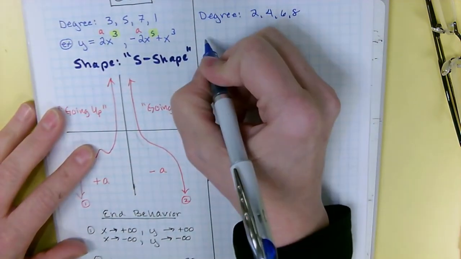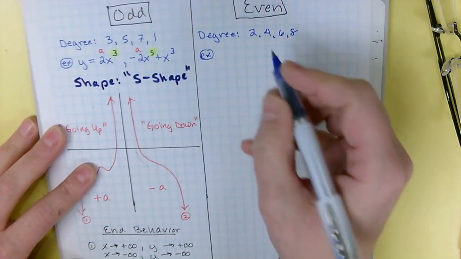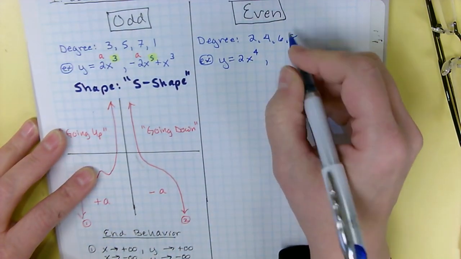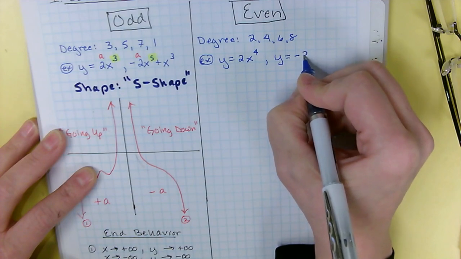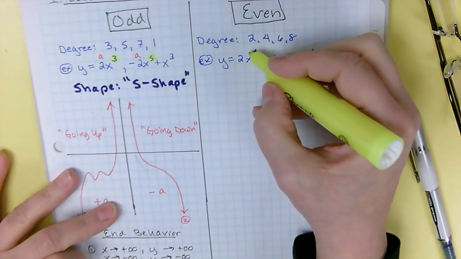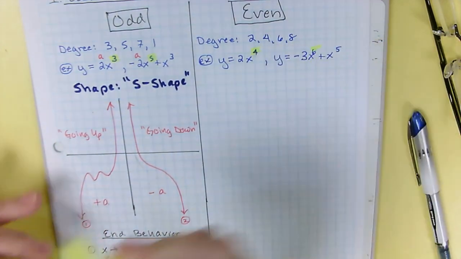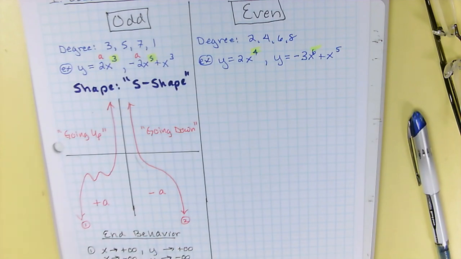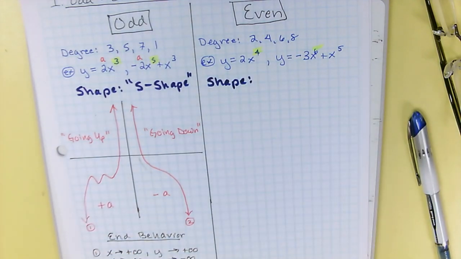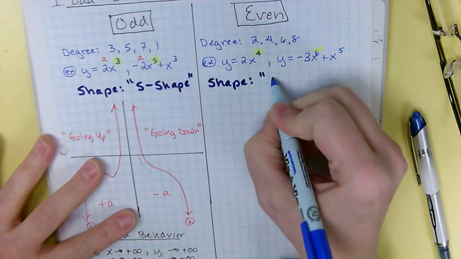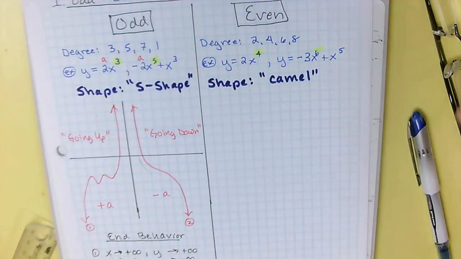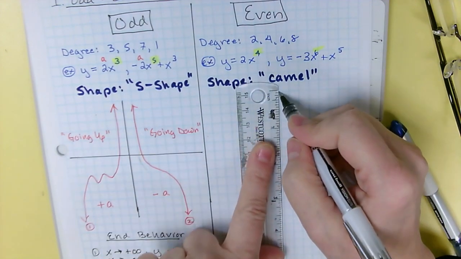Some examples of even curves would be y equals 2x to the fourth. That's an even curve. Or y equals negative 3x to the sixth plus x to the fifth. Again, the highest power on x is the degree, and in this case, that highest power is even. It's hard to describe shapes using words, so we sometimes call this a camel graph because it has legs. Draw yourself a pair of axes.